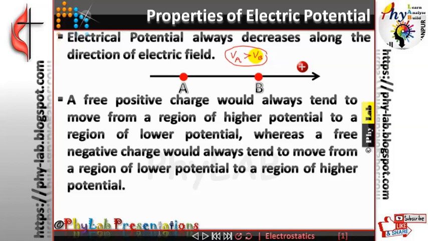So a positive charge always moves from a region of higher potential to a region of lower potential, and a negative charge would always move from a region of lower potential to a region of higher potential, and potential always decreases in the direction of electric field. So that's three very important aspects, friends.